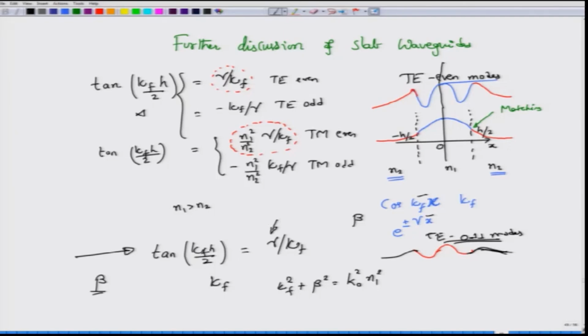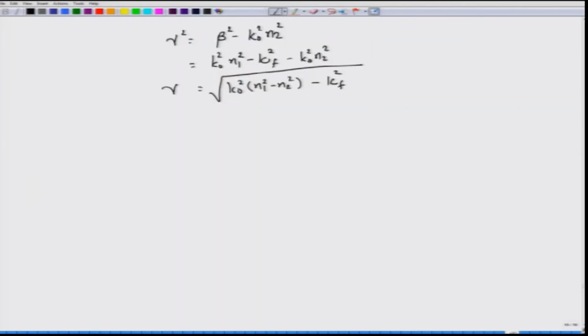On the left hand side you have kappa_f h/2. Just to consider the solutions, you might want to scale up the right hand side as well by multiplying by h/2 on both sides. So, on the right hand side you have gamma h/2 divided by kappa_f h/2. Okay. This is just to replace all of those variables by kappa_f h/2. Okay. That is all I am trying to do here.